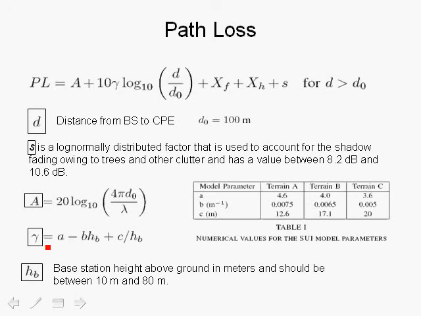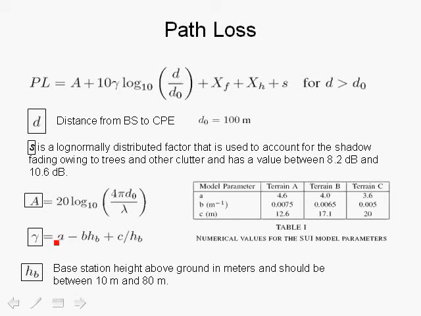So if we look at the factor gamma, gamma of course multiplies this factor here, which depends on the distance to the base station, and amplifies it. And it depends on the terrain. For example, let's take the case of terrain A, which is for maximum path loss, which is like a hilly terrain with lots of foliage, lots of trees, a lot of obstruction. So in this case, A is 4.6 dB over here, B is 0.0075, and C is 12.6, and gamma depends on the antenna height.